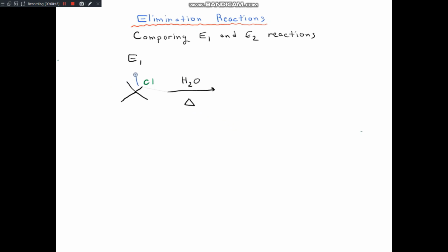And as we heat this reaction, we are going to have the loss of the leaving group. That is the key step and the rate determining step in the E1 reaction. We have loss of our leaving group and formation of the carbocation. So here's the Cl minus, and here is our carbocation. Actually, I'm going to draw it up here.